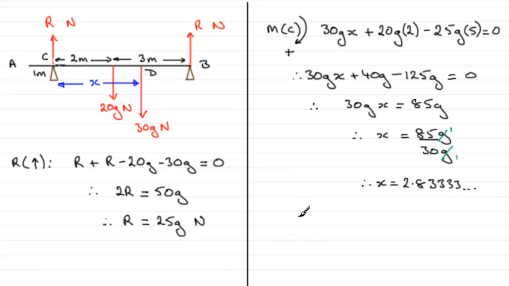So therefore, to get the distance AD, which is what was asked in the question, I've just got to add this extra 1 meter. So AD is going to equal 1 plus that, so that's going to be 3.8333 and so on. And if we round that, say, to 1 decimal place, AD is going to equal 3.8 meters to 1 decimal place.